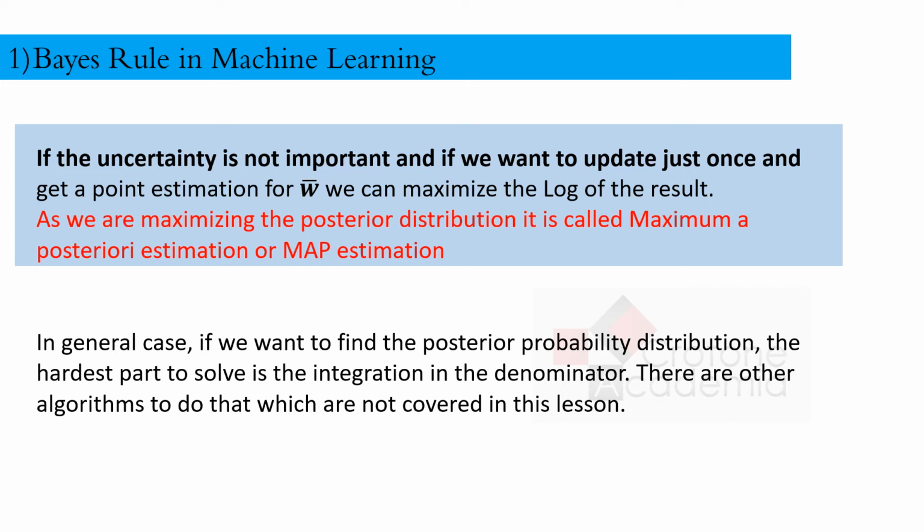If the uncertainty is not that important and we are only interested in a point estimation for w, we can maximize the log value of this function, or the posterior distribution. As we are maximizing the posterior distribution, it is called maximum a posteriori estimation or MAP estimation. In the general case, if we want to find the posterior probability distribution, the hardest part to solve is the integration in the denominator. There are other algorithms to do that, which are not covered in this lesson.